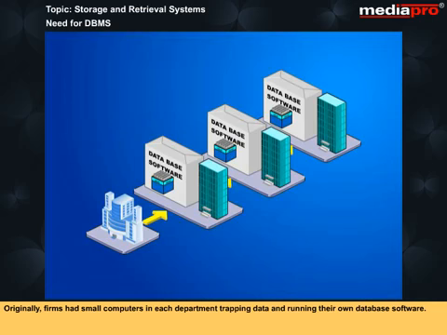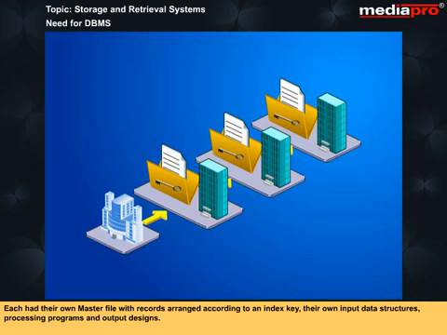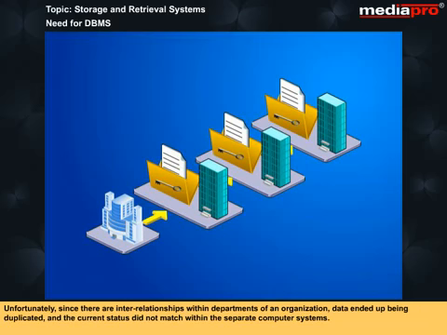Originally, firms had small computers in each department, trapping data and running their own database software. Each had their own master file with records arranged according to an index key, their own input data structures, processing programs, and output designs. Unfortunately, since there are interrelationships within departments of an organization, data ended up being duplicated, and the current status did not match within the separate computer systems.